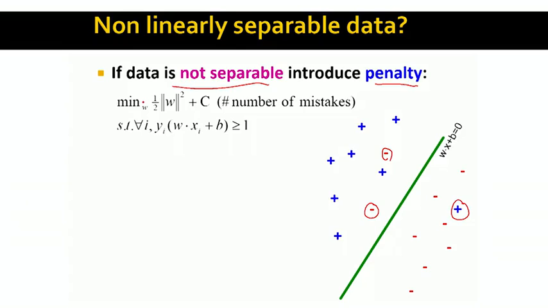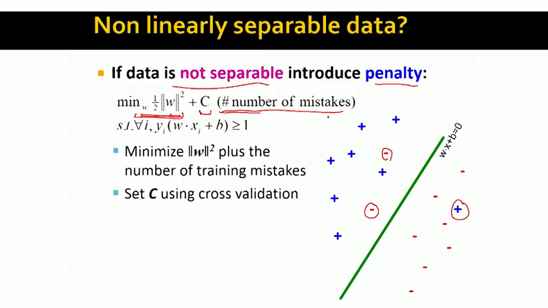So the idea will be the following. What we want to do now is we still want to maximize the margin. This is the first part of our objective function. But we also want to have some parameter, we will call this parameter C, plus the number of mistakes. So what we are doing right now is basically saying we want to find W that has good margin while also making a small number of mistakes.